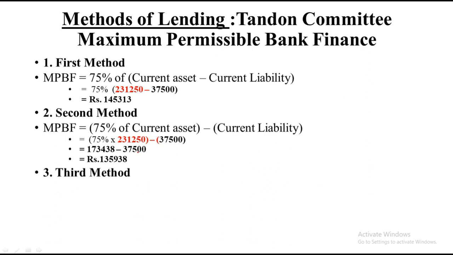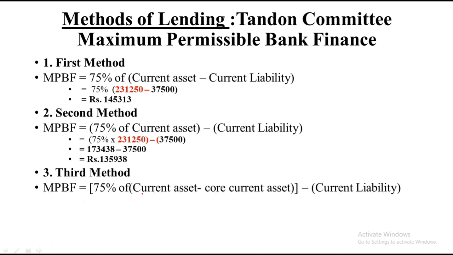As per the third method, the formula is 75% of current asset minus core current asset. Now, core current asset was, remember in the question it was given as 25% of assets. Total asset is nothing but current asset. Okay, current asset was 2,31,250. Of that, we'll have to take 25%. So it will look something like this. 75% of current asset 2,31,250 minus 25% of 2,31,250 is 57,830.